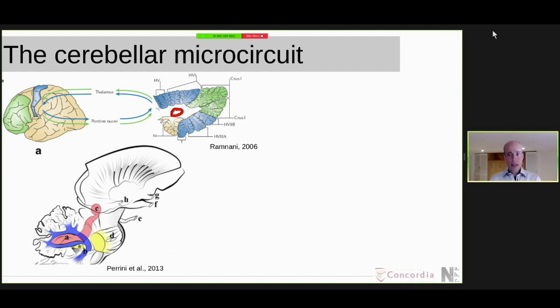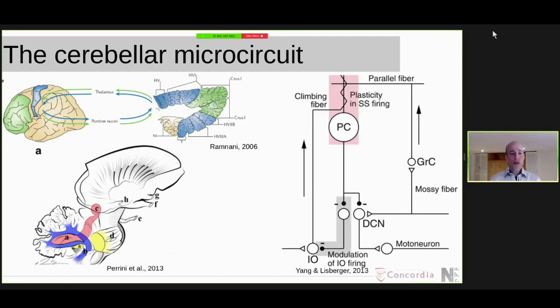Okay, so that's the overview, and you can really zoom in on that and look at the cerebellar microcircuit, which is what I've shown here. I don't want to go into too much detail here. This information is very well known, but just to highlight that the inferior olive is the primary input along the inferior cerebellar peduncle, and this gives rise to the climbing fiber inputs to the Purkinje cells. And the Purkinje cells are the major output, or the only output, of the cerebellar cortex.